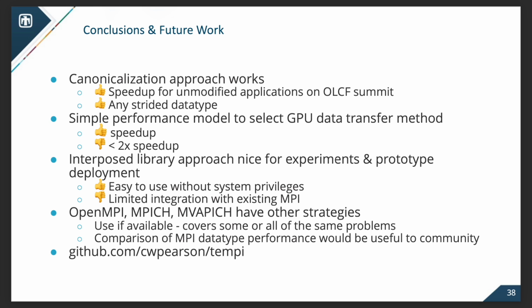Other MPIs have various complete or incomplete strategies for handling non-contiguous data on the GPUs. Obviously, if those implementations provide good performance for you, probably not using TEMPI is the right move, right? But I think it would be useful for the community to have a sort of impartial comparison of the MPI data type performance in some of these implementations. Just since GPU accelerated computers have become so common.